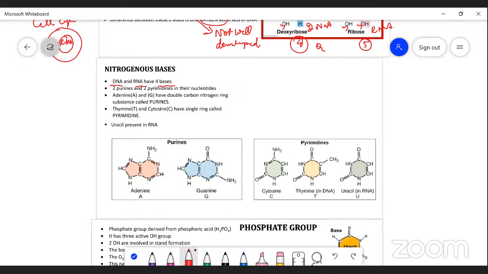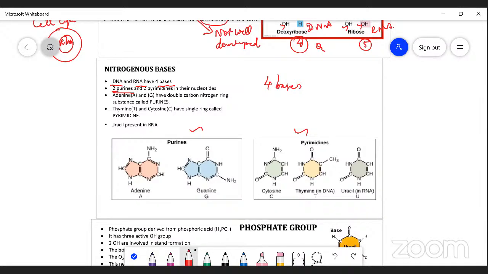There are 4 bases which we can take. One is purine, another one is pyrimidine. How many purines are present? That means 2 purines are present. Remember properly, nitrogenous bases are helpful for the formation of the nucleotide. There are 4 types of bases.